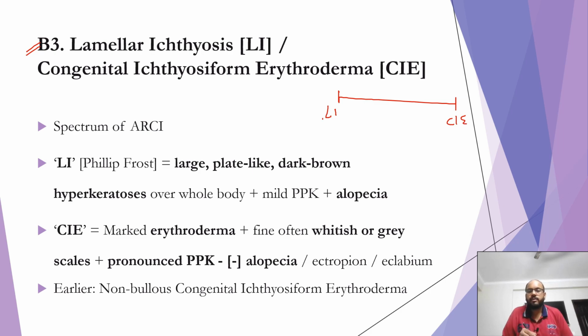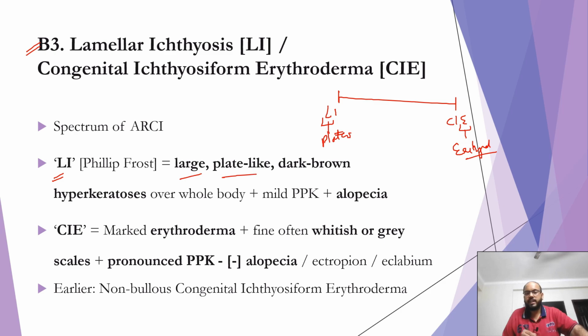In lamellar ichthyosis, you have the word lamella. Lamella means scales or plates. So here you have a lot of scaling and a little bit of erythema. While in CIE, the E stands for erythroderma. So you have more erythema in CIE and fewer scales. Clear? So lamellar ichthyosis has more scales, less erythema. CIE has more erythema, fewer scales. Clear? Now, lamellar ichthyosis, the term was given by Philip Ross.